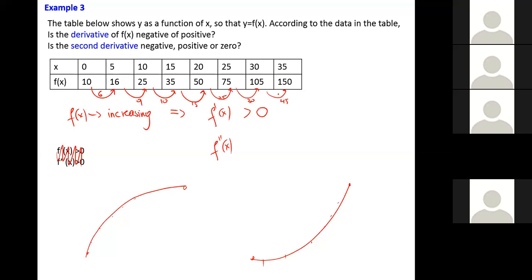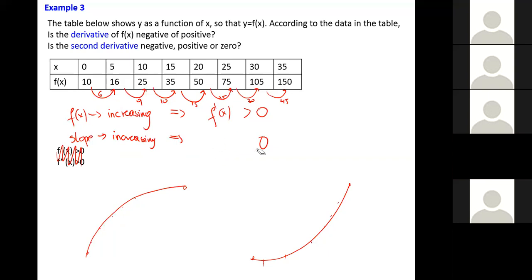That means I can definitely see that the size of the increase is getting larger: 9, 10, 15, 25, 30, 45. If it's getting larger, then definitely the slope is increasing. If the slope is increasing, the function is increasing.